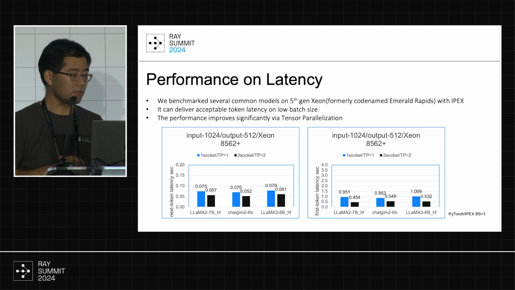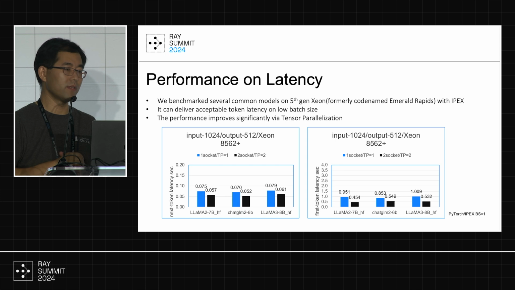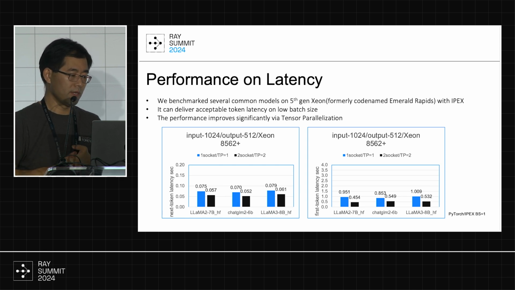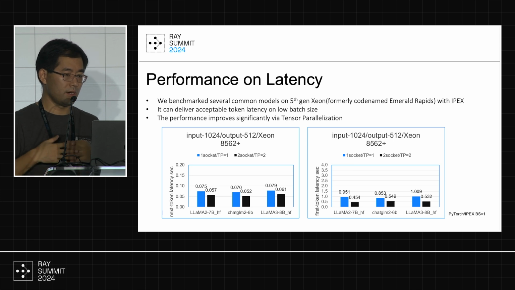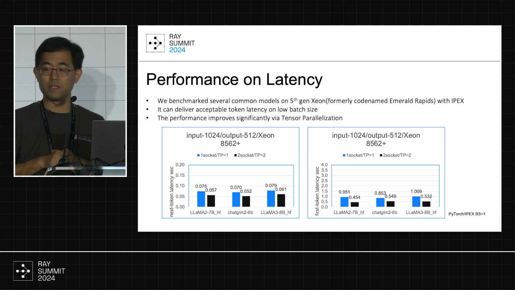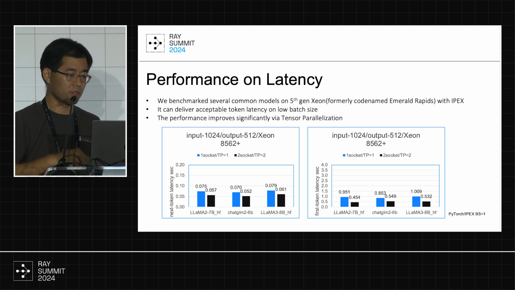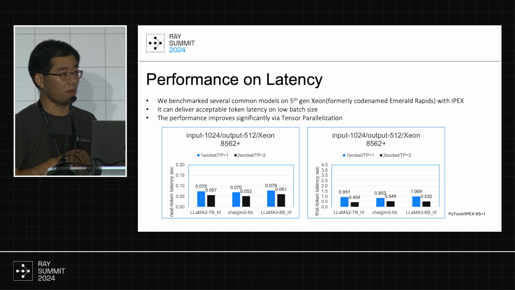Then for the second token latency, there's improvement by using two sockets, but the improvement is not as much as the first token case, because for the second token it is not computation bound anymore. It's mainly memory bound. Nevertheless, if you run models like 6, 7, 8 billion on the Xeon platform, you get decent performance, making Xeon a viable platform to run those smaller models.